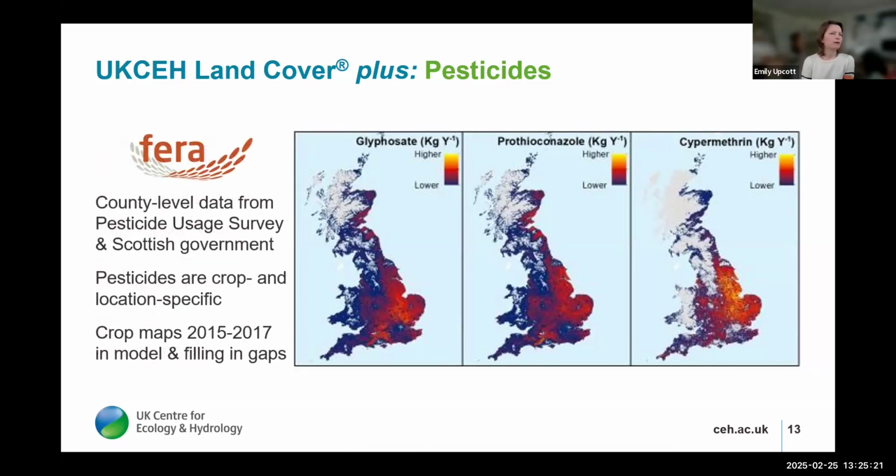The pesticides maps were created using pesticide usage survey data from FERA and also from Scottish Government. We know that pesticides are crop and location specific, so this helps in the modelling of them. And then the crop maps from 2015 to 2017 were used in this modelling and for filling in gaps of data where they were.